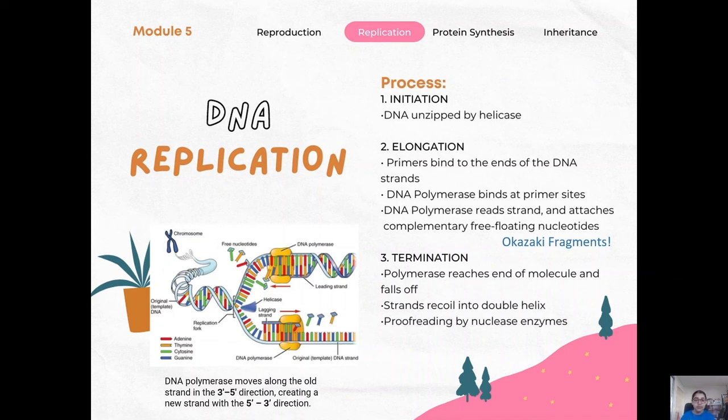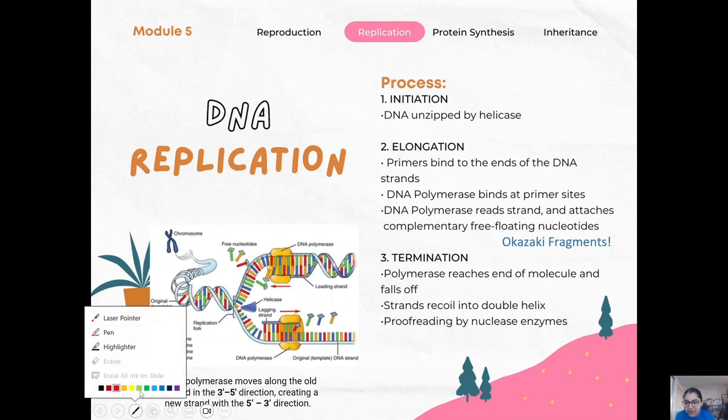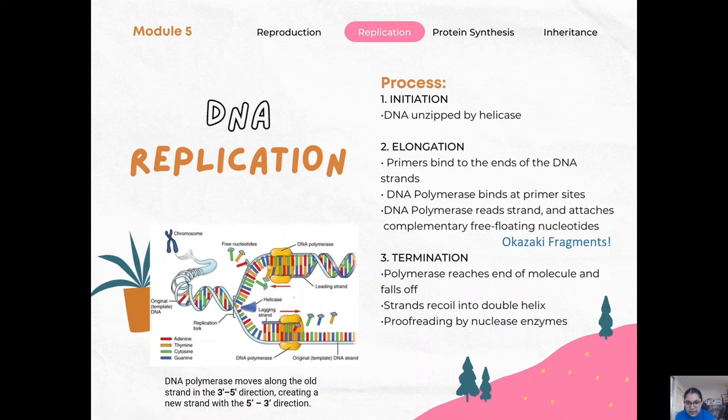So we start off, the first process is initiation. In initiation, the DNA is unzipped by the enzyme helicase. So that's helicase right there. I'm going to get my little pointer pen out. There we go. Alrighty, so that's helicase there. So helicase comes ahead and unzips the DNA.